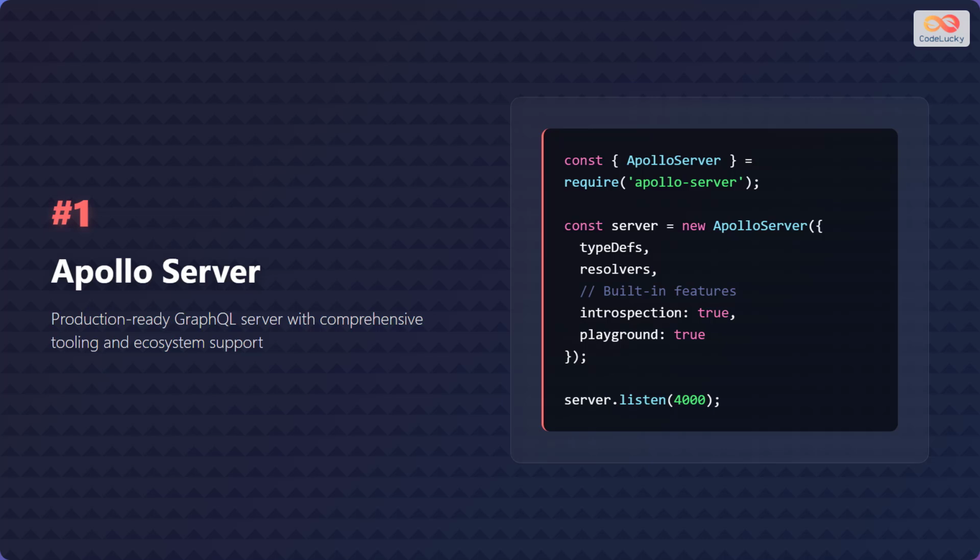Here is a basic example of how to set up an Apollo server. First, require Apollo Server from the Apollo Server package. Then create a new Apollo Server instance with type definitions and resolvers. And you can also enable built-in features like introspection and the GraphQL Playground. Finally, start the server by calling the listen function.